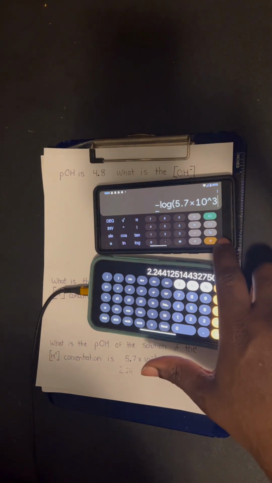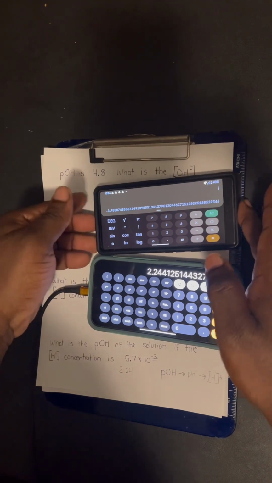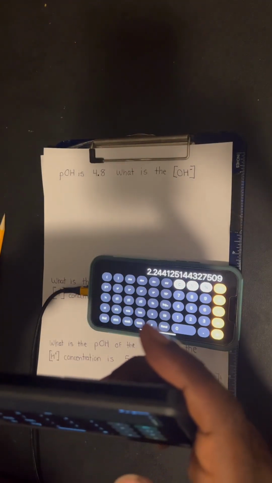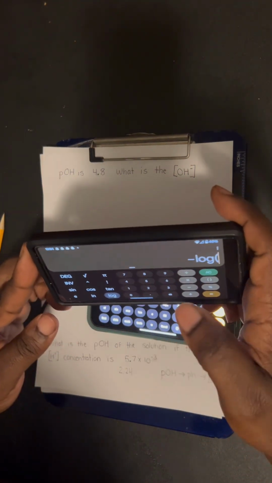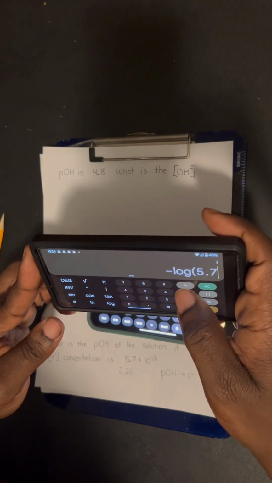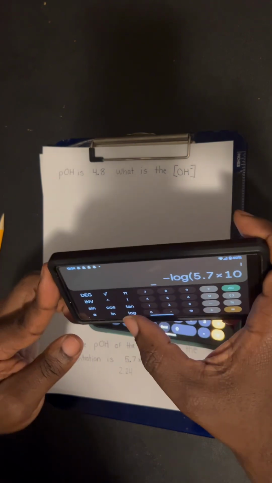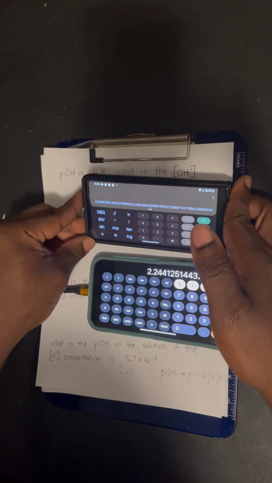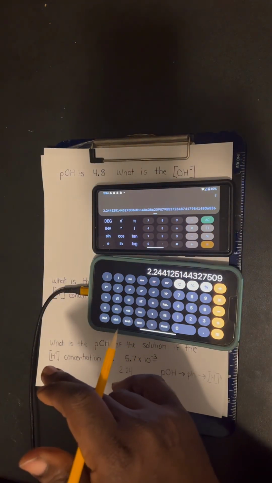But that's a little trick to help you to see if you're close. But anyway, I'm gonna push enter on this calculator. Did I type in the right number? I don't think I typed in the right number. Let me try it again. Negative log 5.7 times 10 to the negative 3. Yeah, I typed in 3. That's why I was wrong. I typed in 3 the first time. It was supposed to be negative 3.